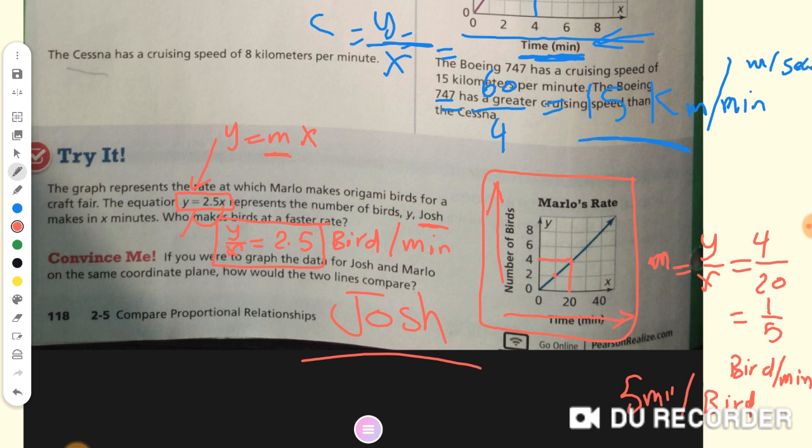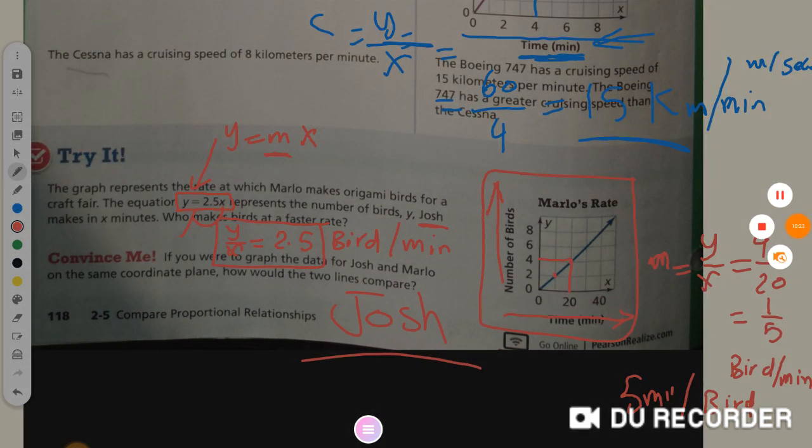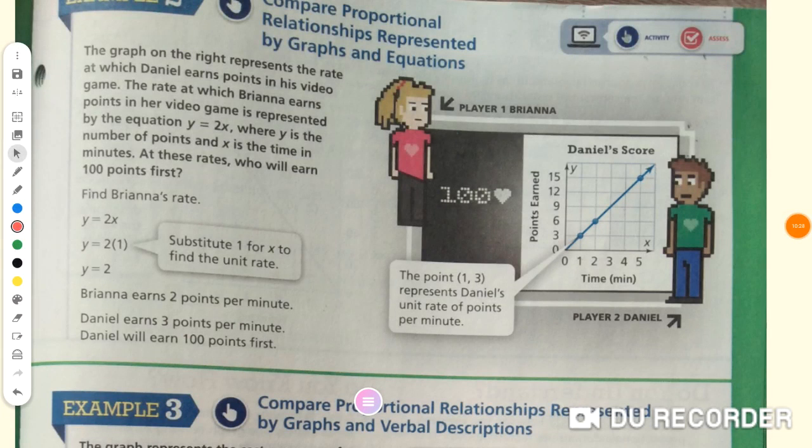So we compare between an equation and a graph. Also, we can compare between verbal and a graph, or graph and graph, table and graph. So let's see another example to know how we can compare in all the kinds. This is an example where I give you a proportional relation in the shape of an equation and a proportional relation in the shape of a graph.